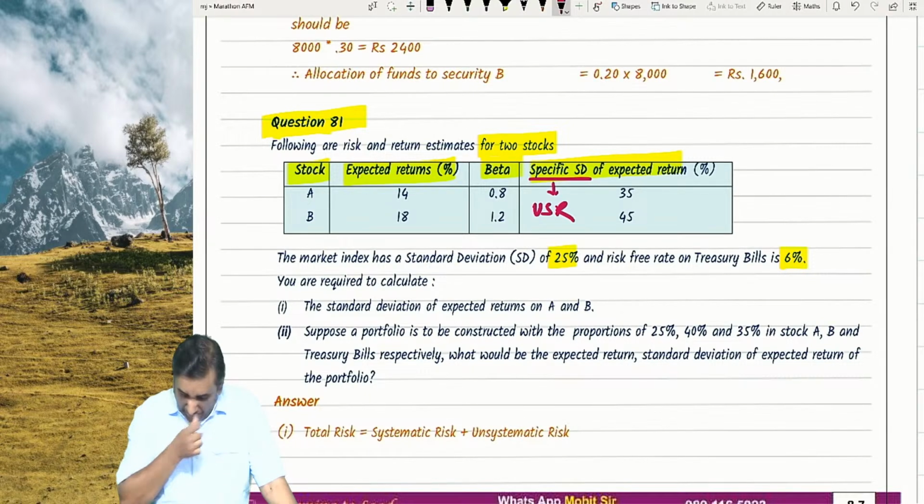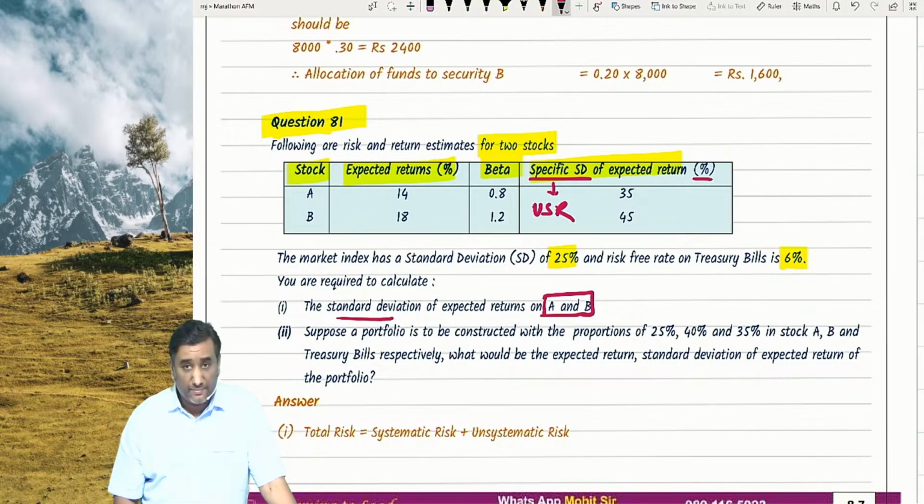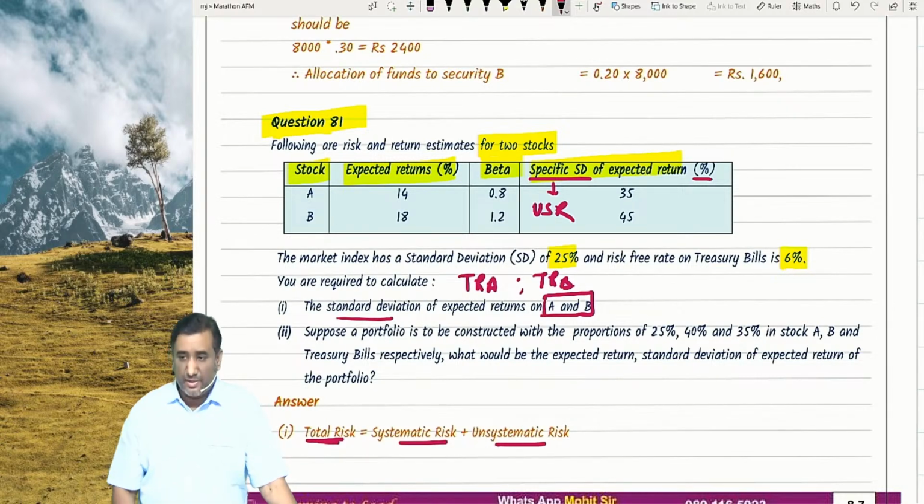This is the unsystematic risk you have, and they've written it very clearly as a percentage. You have to calculate the standard deviation of expected returns of A and B. You know what you have to find? Standard deviation is nothing but the total risk of A and the total risk of B. So total risk would be equal to systematic plus unsystematic. I'll just help you out with one part. The second part you can calculate on your own.